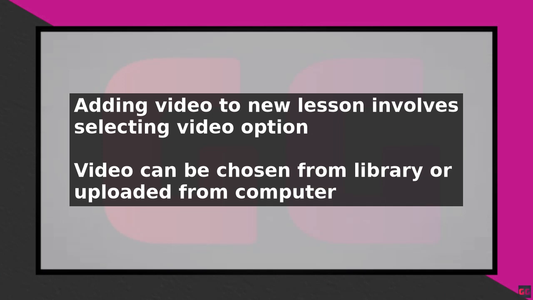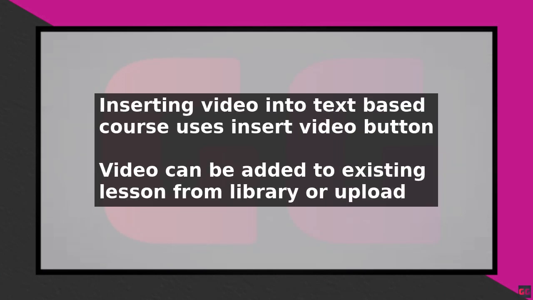In cases where you have a text-based course and want to insert a video, you can do so by clicking on the Insert Video button within the text editor. This allows you to add a video to an existing lesson, either by selecting one from your library or uploading a new one. Alternatively, you can host your videos on an external platform and link to them within your course.